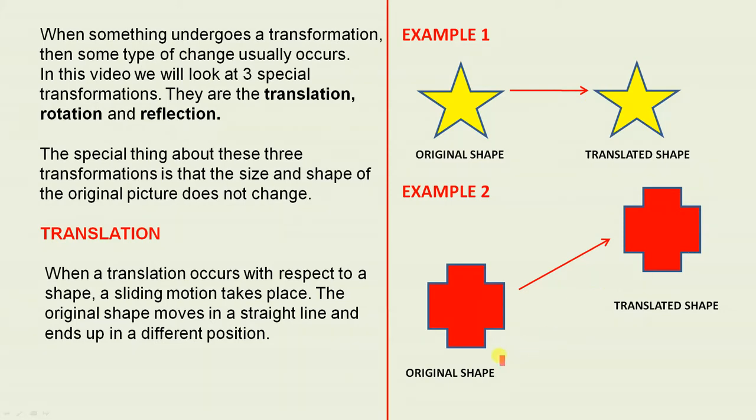Here's another example with the original shape and the translated shape. It can be translated in any direction whatsoever, as long as it's a straight line.